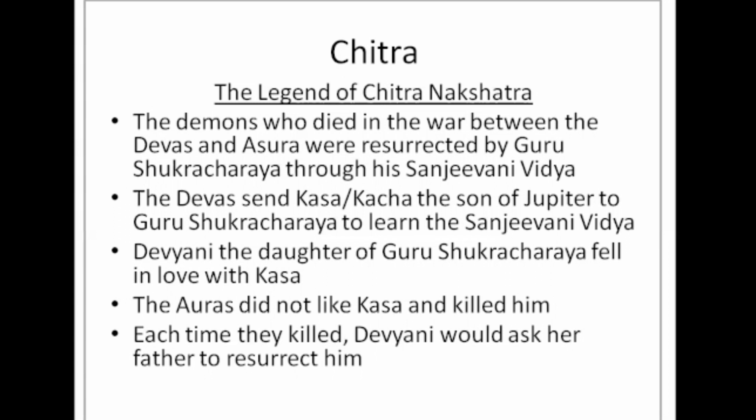When the son of Jupiter went to Guru Shukracharya to learn the art of Sanjeevani Vidya, of course Guru Shukracharya would not teach all this directly. So Kasa had to spend time in the ashram serving Guru Shukracharya. During his stay in the ashram, Devyani, the daughter of Guru Shukracharya, fell in love with Kasa. But the asuras did not like this at all, so the asuras killed him. But every time the asuras killed him, Devyani would ask her father to resurrect Kasa. So this process went on.